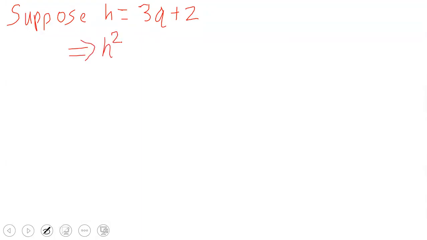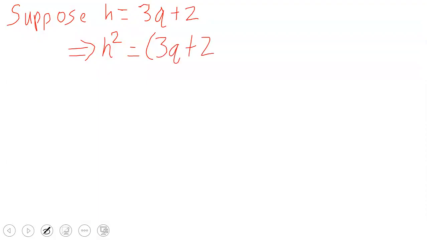Okay, so let us now consider the last case. The last case is if we suppose that h is a multiple of 3 plus 2. And we need to prove that when we square h, it's either a multiple of 3 or a multiple of 3 plus 1. So let us square both sides. That means we have h squared, and then we have what?